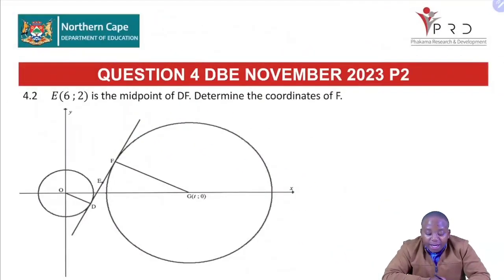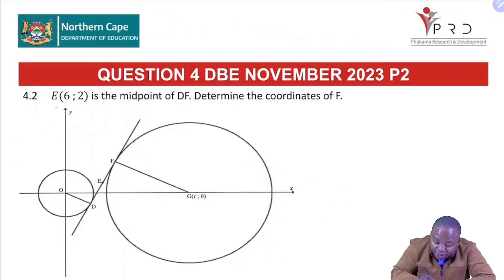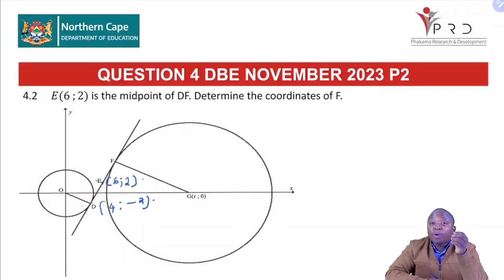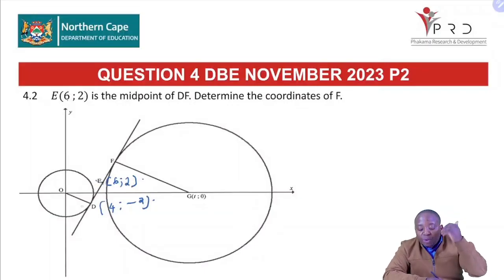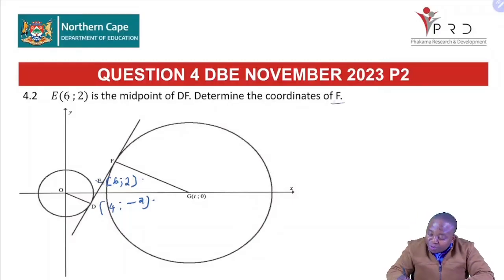Right. Let us now look at 4.2. 4.2 reads as follows. The coordinates of E is (6, 2). Remember our D was (4, -2). Then we are told that E, which is (6, 2), is the midpoint of DF. They are telling me that E is the midpoint of DF, meaning I am going to utilize the midpoint formula to work out the coordinates of F.